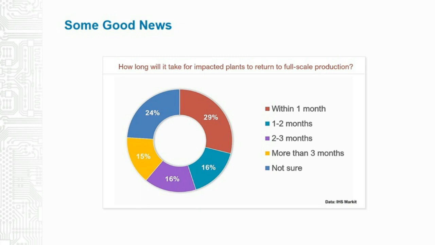Now, let's take a good look at this slide. You'll see that in red, the question that was posed is, how long will it take impacted plants to return to full-scale production? You see the red, 29% said within 1 month. The aquamarine, 16%, 1 to 2 months, which means that 45% of respondents said that they should be back and running fully within 2 months of the startup.